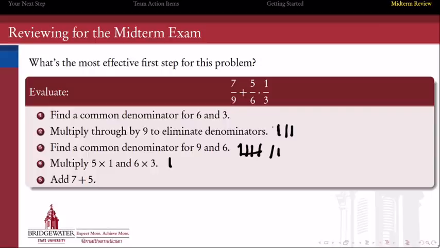So even though at some point I probably will need to find a common denominator to successfully complete this addition problem, the time to do that is not first. The time to do that is after we've accomplished all the multiplication and division and then moved on.